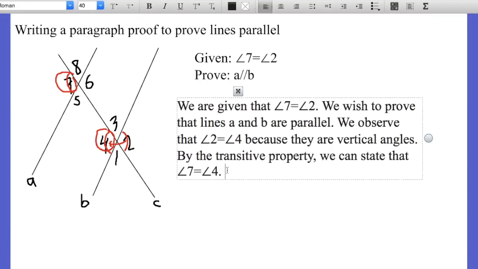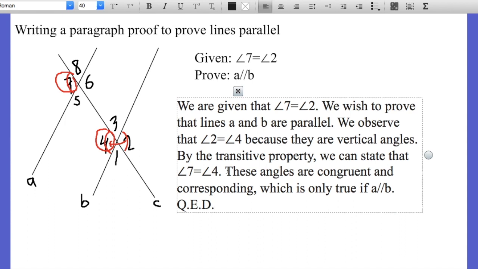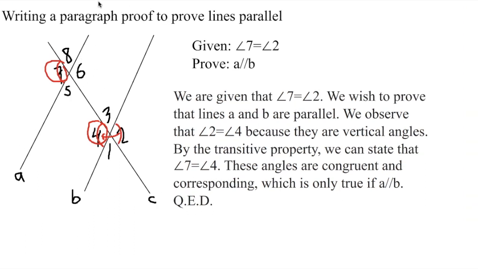So these angles are congruent and corresponding, which is only true if A is parallel to B, which is our goal. We wanted to show that, and we have QED, that which was to be shown. So again, this is the main idea, that we have to show a pair of angles are the same size in the same place. Let's try another.